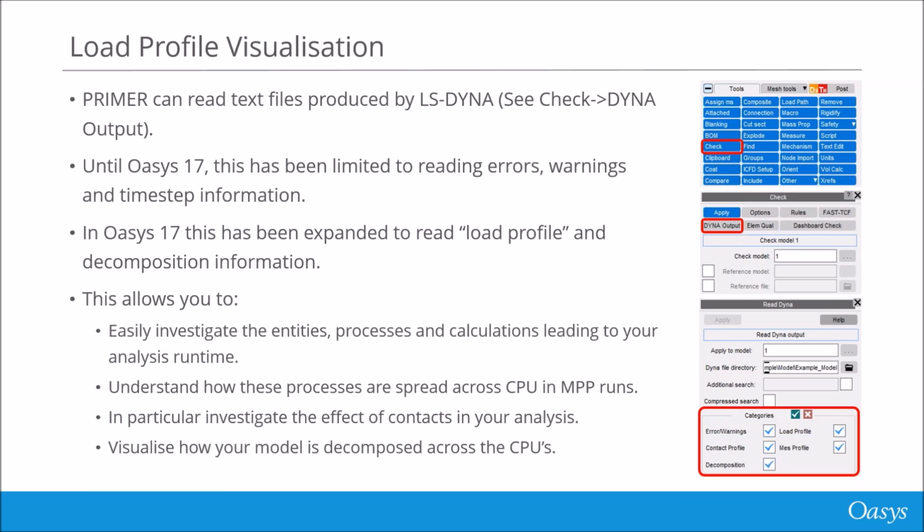And that allows you to easily investigate the entities, processes, and calculations that lead to your analysis runtime. And it allows you to understand how these processes are spread across CPUs in MPP runs. It will in particular allow you to investigate the effect of contacts in your analysis, and that's important, as contacts can be very expensive for your runtime. And it also allows you to visualize how your model is decomposed across the CPUs. So I'm just going to demo this in Primer.